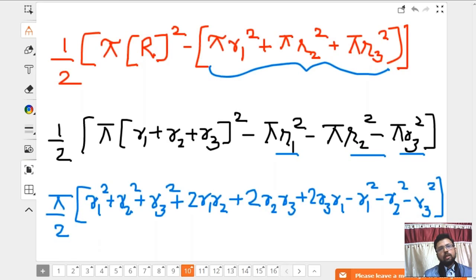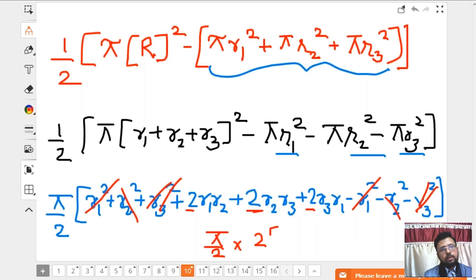They can be cancelled. So R1 square is gone, R2 square is also gone, R3 square is also gone. Again, we can take 2 common. So what do we get? Pi by 2 into 2 into, inside the bracket, R1R2 plus R2R3 plus R3R1.